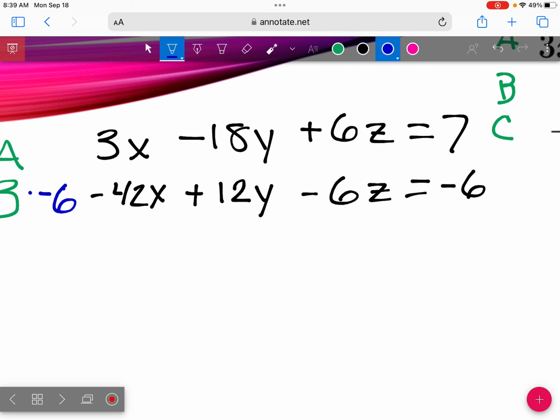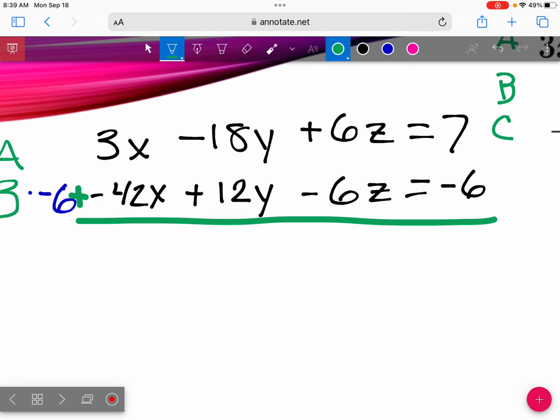Then let's go ahead and add these guys together. So we're going to have our 3x plus -42x, giving us -39. When in doubt, put it in the calculator. Totally fine. Then we have our -18 plus 12, giving us -6y. My z's cancel out, and it all equals 1.